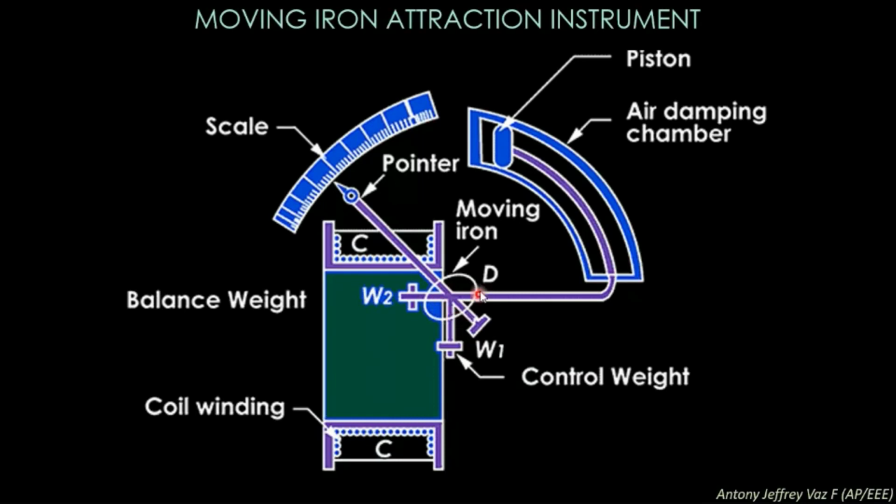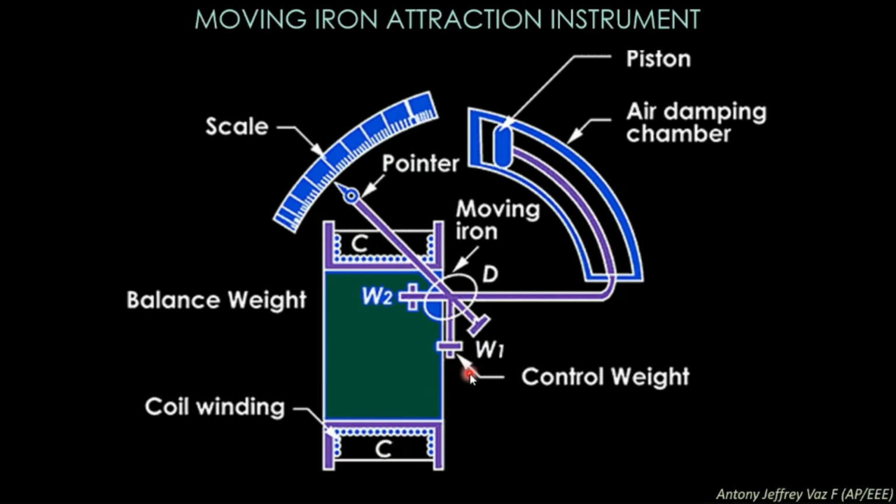So once it is rotated, the pointer, the air friction damper, everything will rotate with the disc, and the shaft also rotates. So this pointer will show you a reading corresponding to the current flowing in the coil, or the voltage being measured in the coil. Okay, this is the basic principle of moving iron attraction type instruments.